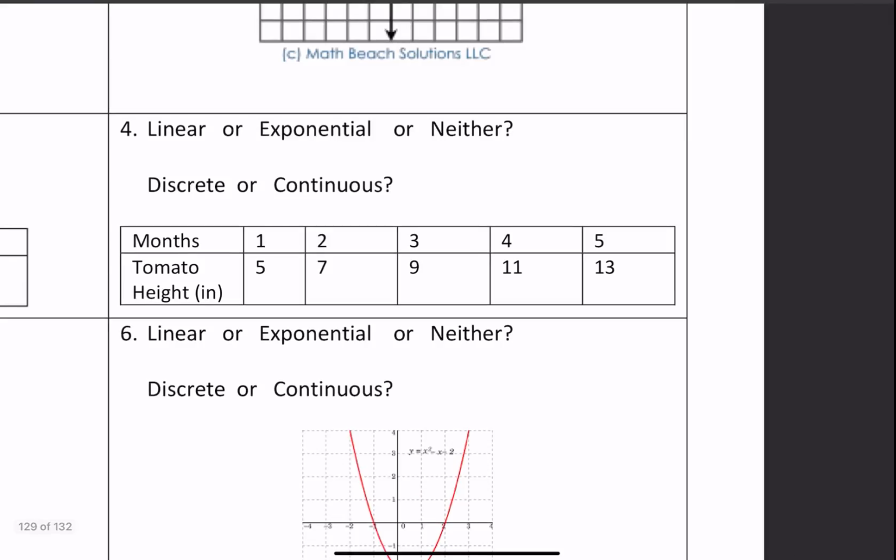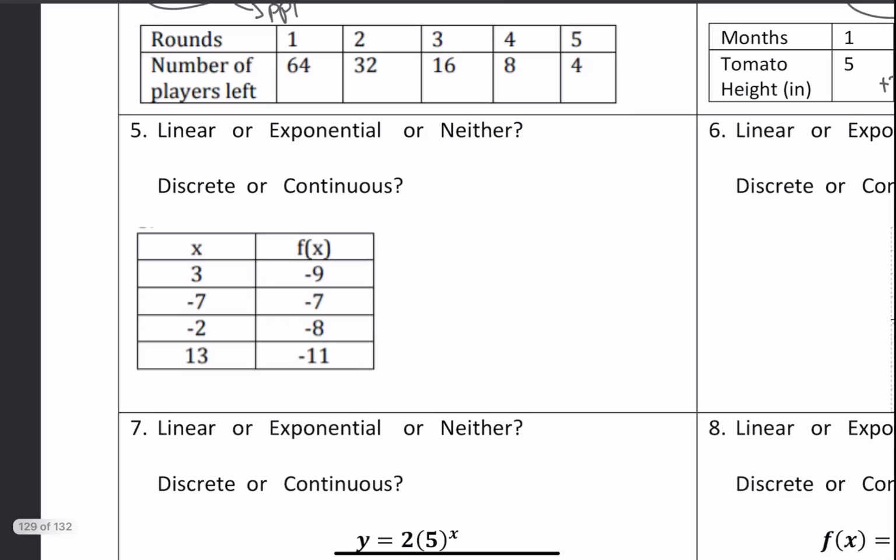Number 4, we have months 1, 2, 3, 4, 5, and then tomato height 5, 7, 9, 11, and 13. Tomato height is linear because we're adding by 2, right? And then it's continuous, right? Because we're talking about growth. You can measure growth.